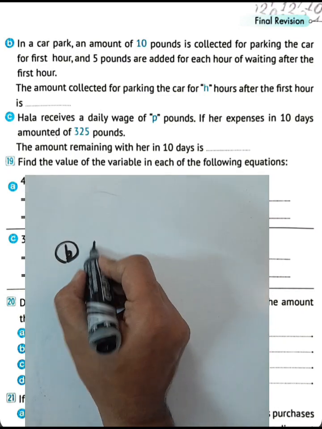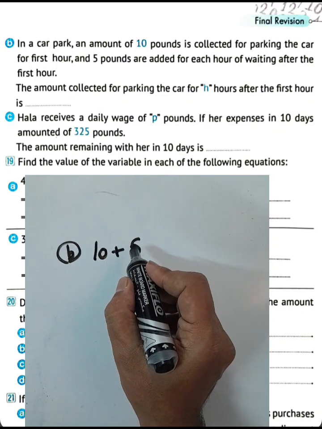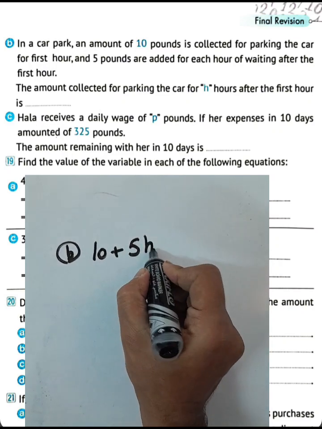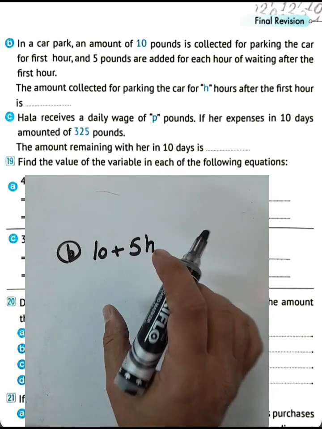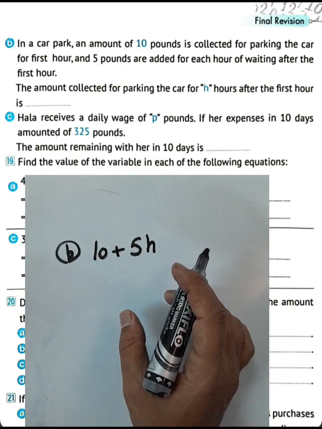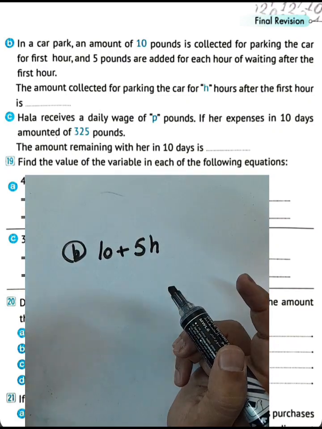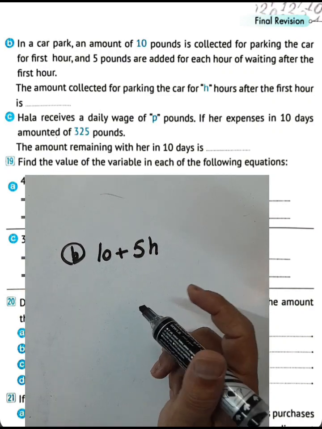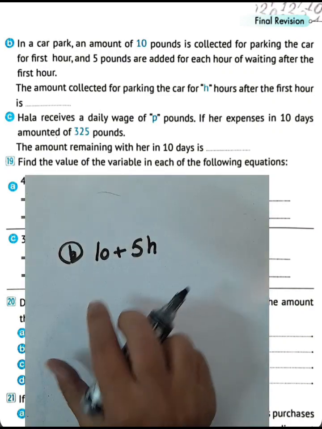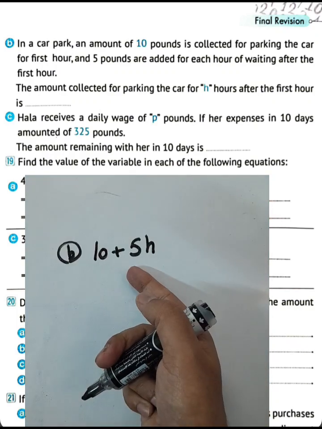So we must write 10 and 5 multiplied by the number of hours. The number of hours will be h. So the expression will be 10 plus 5h. If he stays with his car 1 hour, we must put h equal 1, or h equal 2 if he stays 2 hours. So the constant is 10, and for each hour we will add 5 pounds.